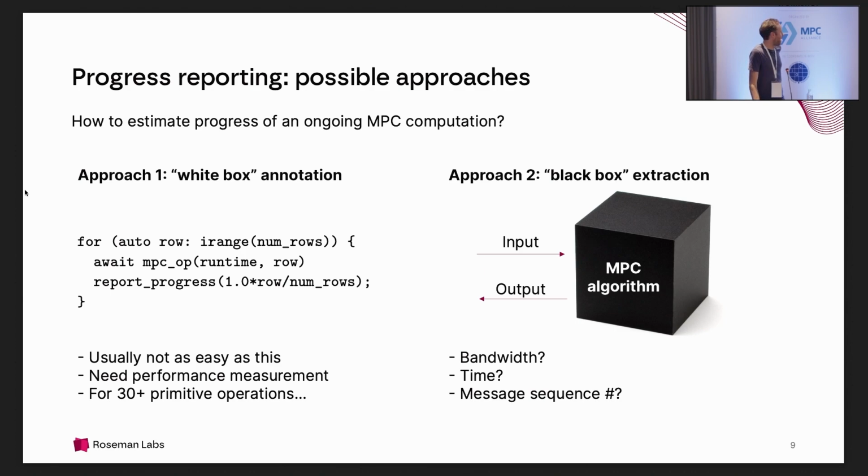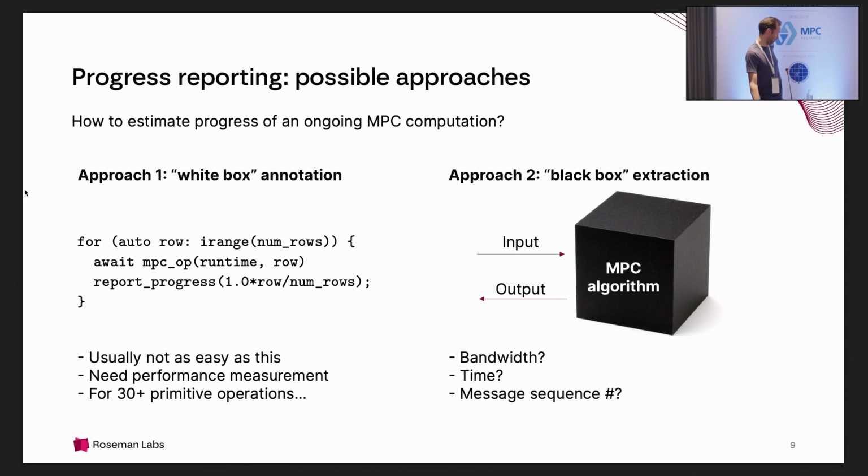So how about the black box approach? I think there you have the problem that many of the obvious metrics you can imagine, such as the amount of communication that has been done, the amount of time that has been spent, even the number of rounds you've performed so far, all depend on the data that you're operating on. If you have a join, the number of rows and columns affects all of these different metrics. So you can measure these things, but it's not so easy to derive a percentage from those metrics.